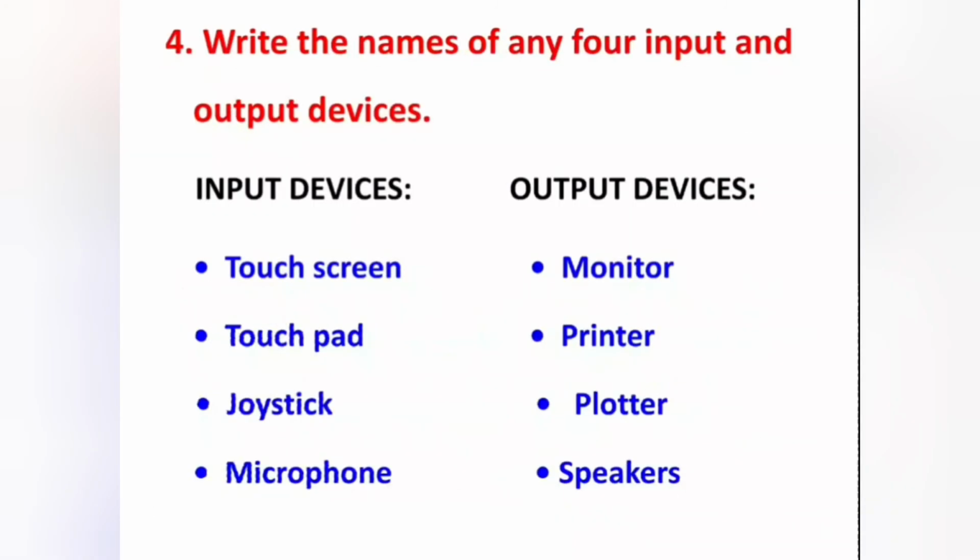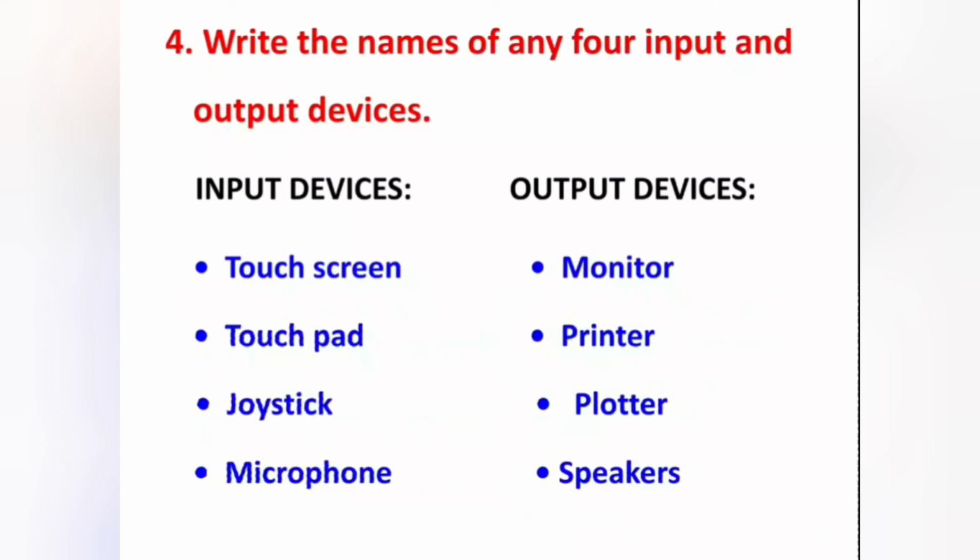Our fourth question is, write the names of any 4 input and output devices. There are many input devices and output devices. You have to write any 4 for each. I have given some, only 4 input devices and 4 output devices. You have to write any 4.